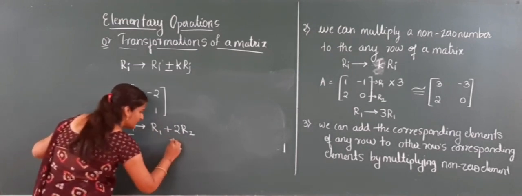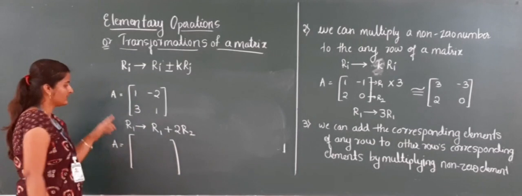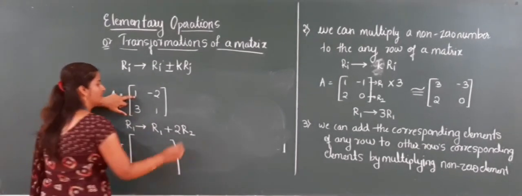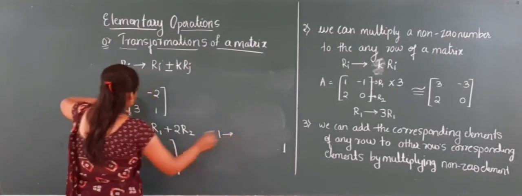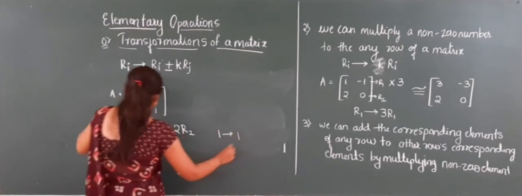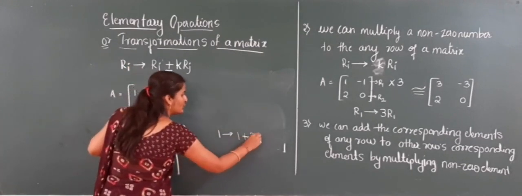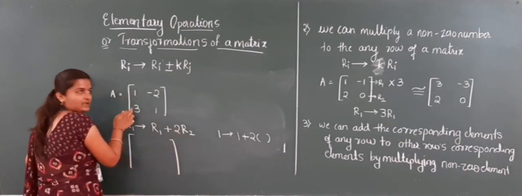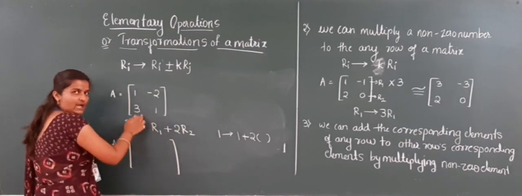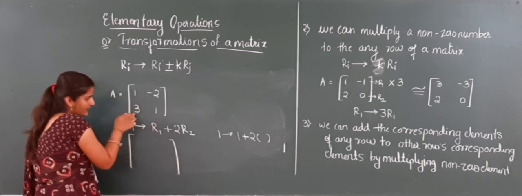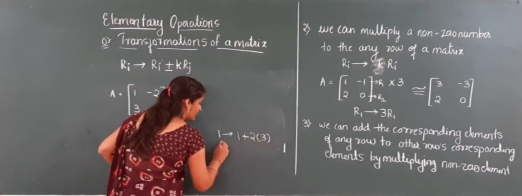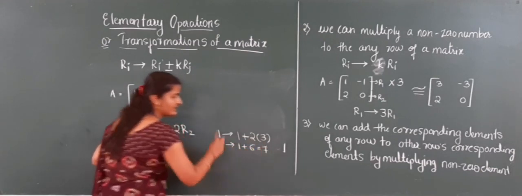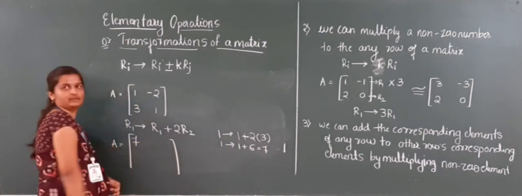After applying the row operation, what will be the answer? We are changing R1. R1's first element is 1, so 1 changes to 1 plus 2 into R2. R2 means the corresponding elements of R2. In R2 I have to take the first number only, not this one, I have to take 3 only. So solve this: 1 plus 2 times 3 is 1 plus 6, so you will get 7. So 1 changes to 7.